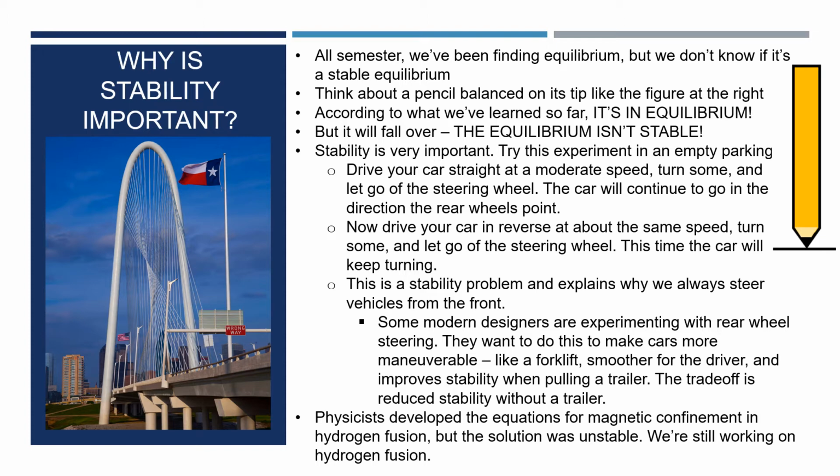Here's another example of stability right here. Physicists back in the 1980s figured out magnetic confinement fusion, but the solution was unstable. So they built their reactors, they turned them on, they thought, oh, we got hydrogen fusion, but it didn't happen. We're still working on that.